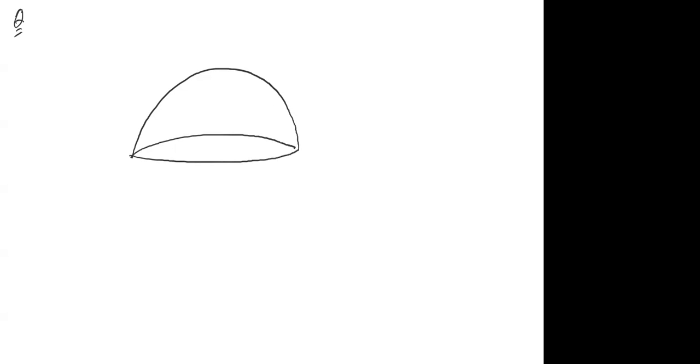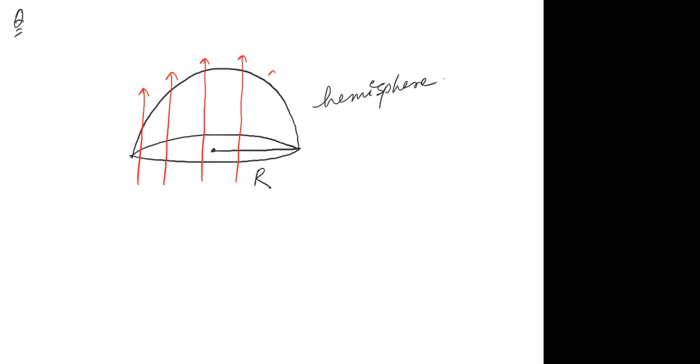Can you tell me one more question? If this is a hemisphere, I think you know hemisphere. And the radius of this hemisphere is r. This is the radius of this hemisphere. And electric field lines are passing through like this. These are the field lines which are passing through this hemisphere. And the electric field is E. What will be the value of flux through this hemisphere?